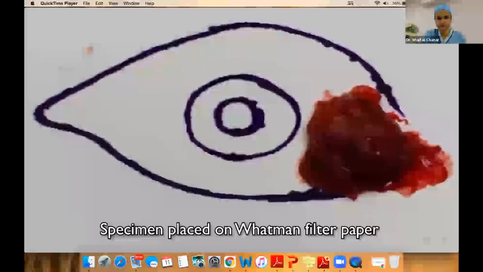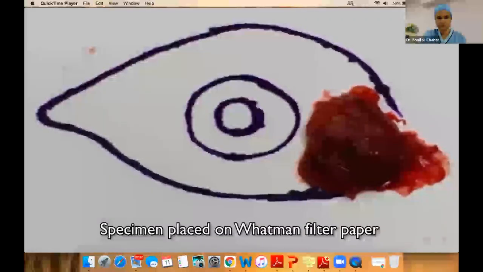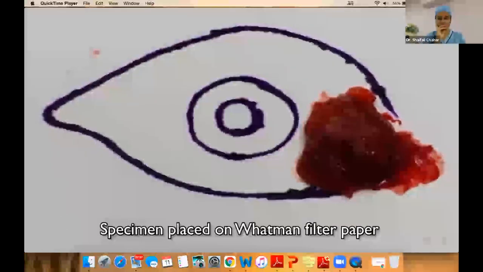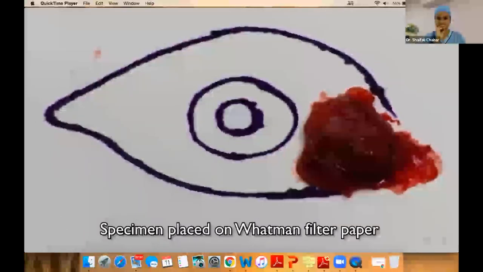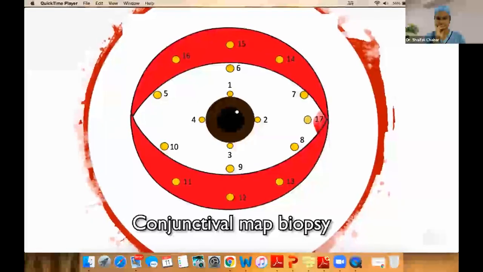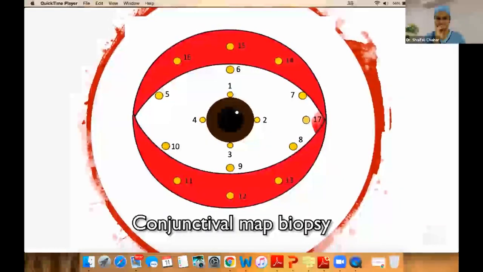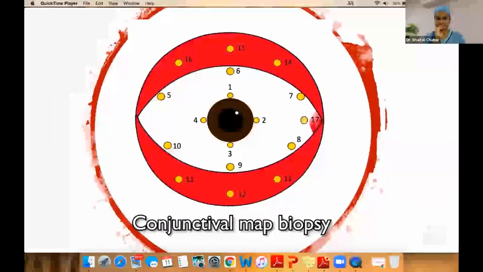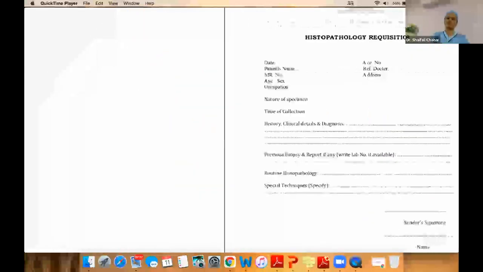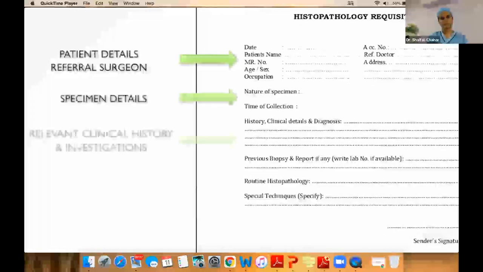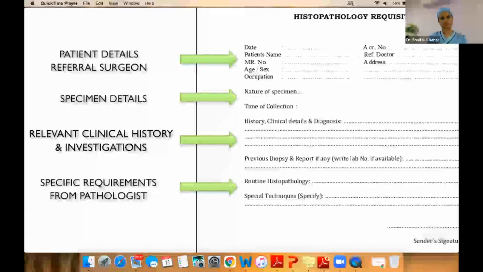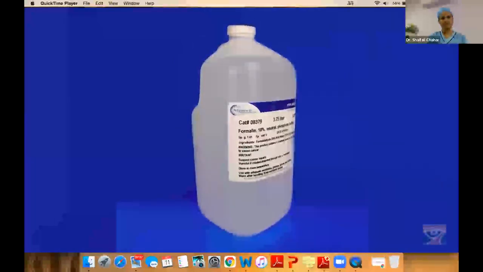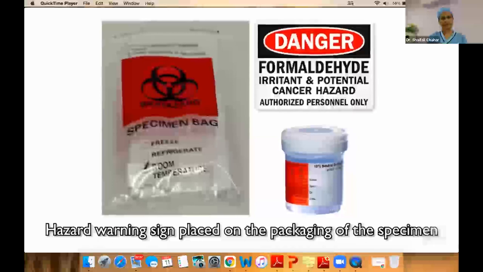To prevent curling up of an ocular surface specimen, the specimen should be placed on Whatman filter paper before placing into fixatives for proper embedding and processing. In case of conjunctival MAP biopsies, the precise location of the sample must be marked and numbered for accurate identification. A thoroughly filled ophthalmic pathology request form must be submitted with each specimen. Routine surgical specimens are fixed in standard 10% phosphate buffered formalin in a leak-proof container.